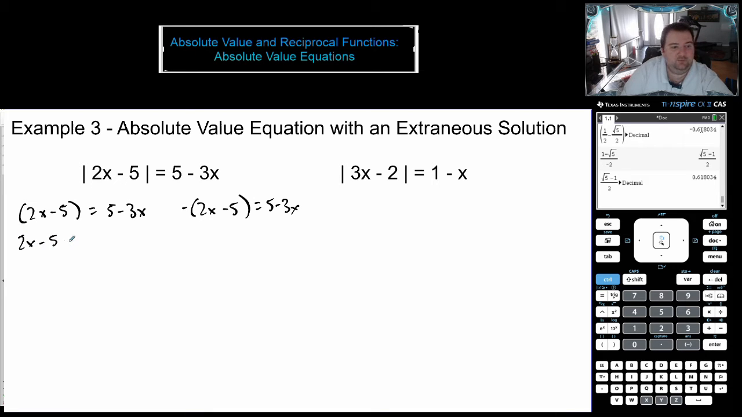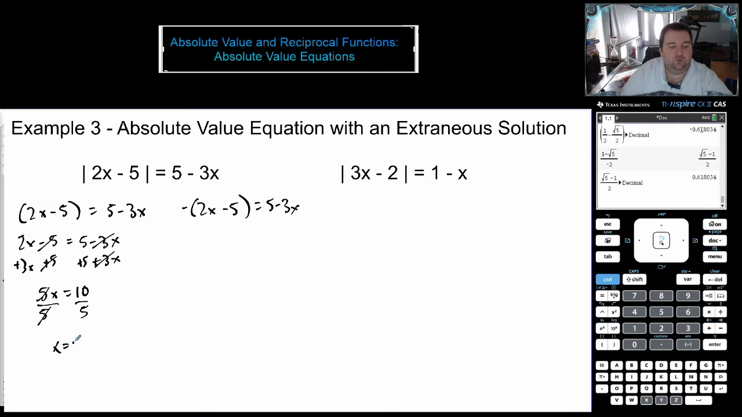So 2x minus 5, just drop the parentheses, equals 5 minus 3x. Let's get them both to the same side. So we're going to add 3x to both sides, and we're going to add 5 to both sides. Now what's this going to do? These terms are gone, and of course these terms are gone. 2x plus 3x is 5x equals 5 plus 5 is 10. Divide both sides by 5 to eliminate what's in front of the x there.